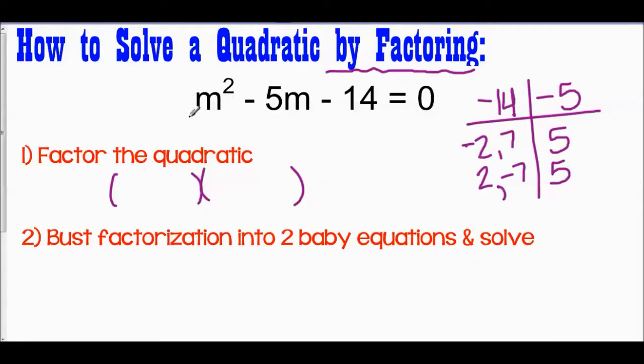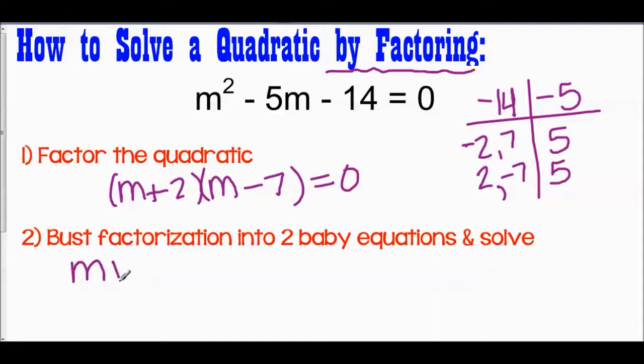My first term is m squared, so I'm going to have m in the beginning of each of my binomials, so it's going to be m plus 2 and m minus 7, and that's set equal to 0. It's set equal to 0 because we're replacing that y value with 0 in order to find the zeros of the equation. So then step 2 is we're going to bust that factorization into two baby equations and solve.